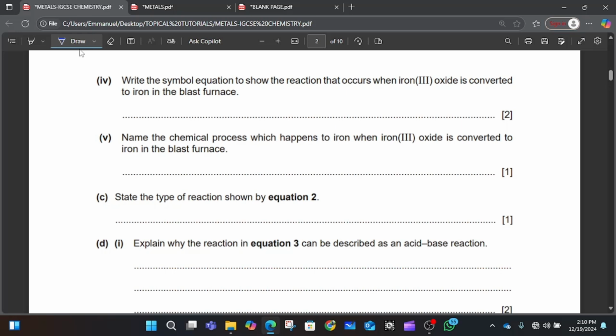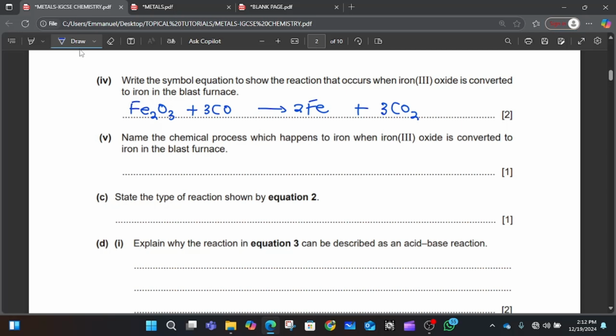IV. Write the symbol equation to show the reaction that occurs when iron(III) oxide is converted to iron in the blast furnace. So we saw from the reactions that we talked about earlier that the iron(III) oxide reacts with a stronger reducing agent, which is carbon monoxide, to produce iron. So in this case, the iron(III) oxide has been reduced to iron, plus the reducing agent, which is carbon monoxide, after reducing the iron(III) oxide, will now undergo oxidation. So it's going to gain oxygen to give carbon dioxide. To balance this, we place 3 here, 3 here, and 2 at this side.